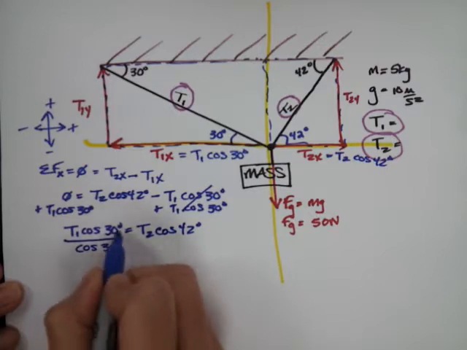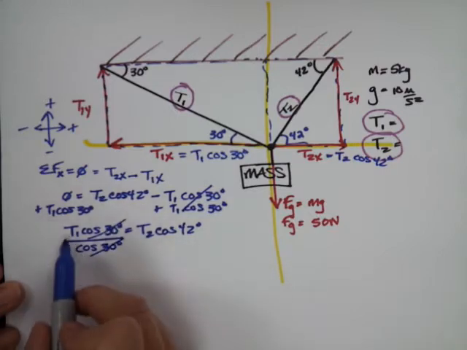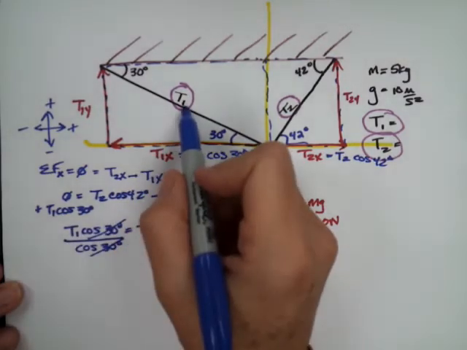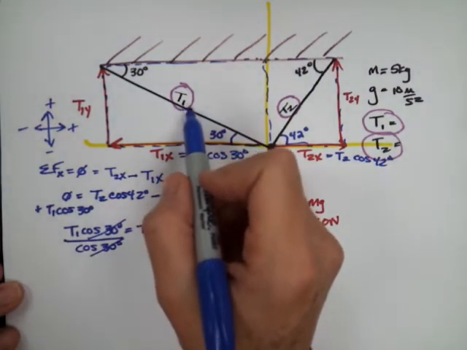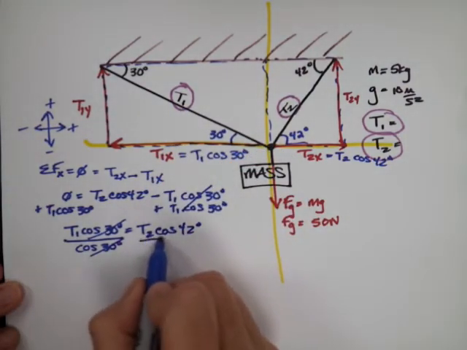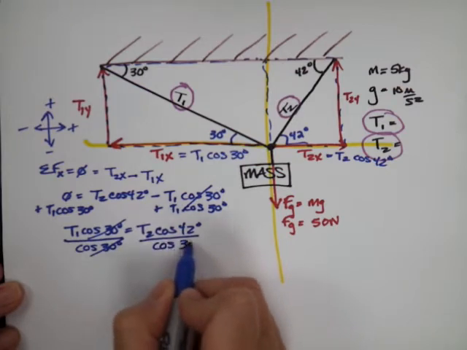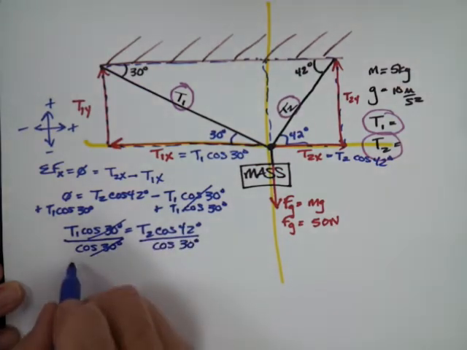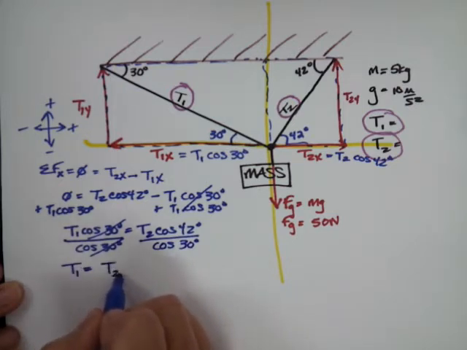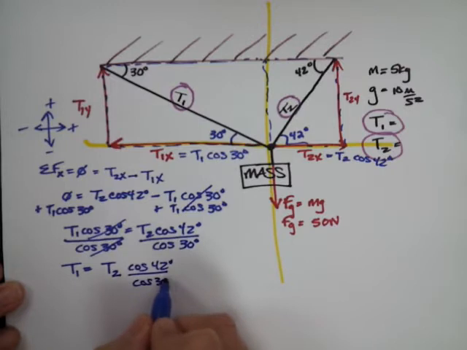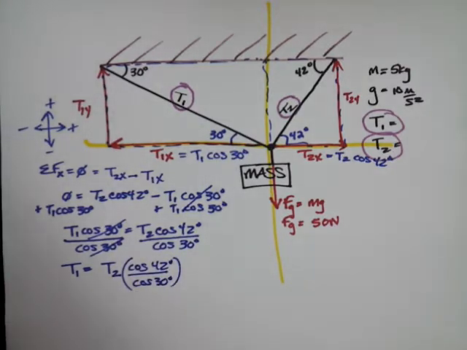Cosine 30 degrees. I'm doing that to get T1 by itself, because our ultimate goal is to find out what it is. So to find out what it is, I need it by itself. So then I'm going to divide out cosine 30 degrees. So really what this is saying is T1 equals T2 times cosine 42 degrees divided by cosine 30 degrees. And I can leave that like that, or I can quickly calculate what that is.